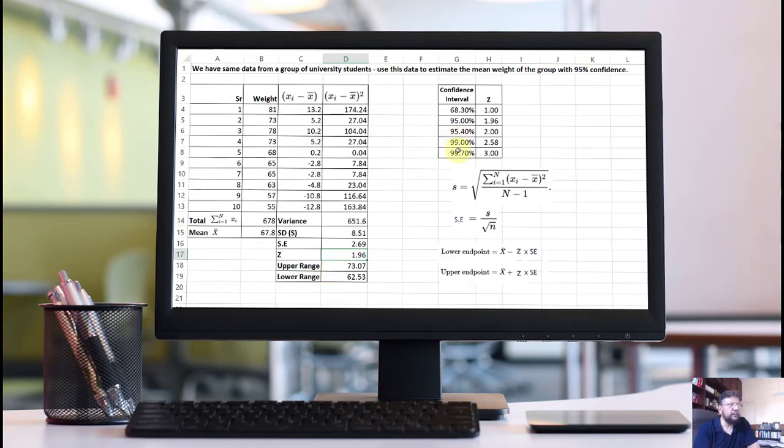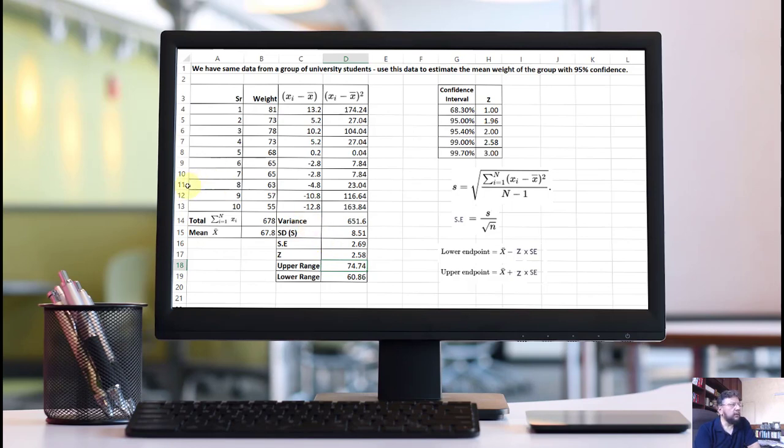So for 99%, I would use a value of 2.58, and notice now the range has increased. So now I'm saying if I get the value for the whole group, there is a 99% likelihood that the mean will be between 60.86 kilos and 74.7 kilos. Okay, so that's how we use these formulas.